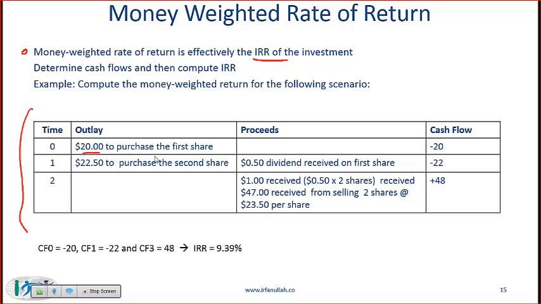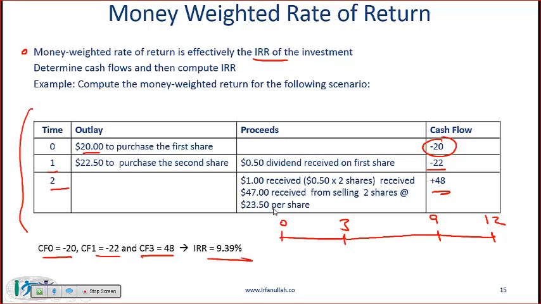There is a certain cash flow at time 0, then there is a cash flow at time 1, and then there is a cash flow at time 2, which is end of year 2. To compute the IRR, you plug in the numbers and you get an IRR of this. Now, what if there is a cash flow at the end of 3 months, then there is a cash flow at the end of 9 months, and there's a cash flow at the end of 12 months? Then what do you do?